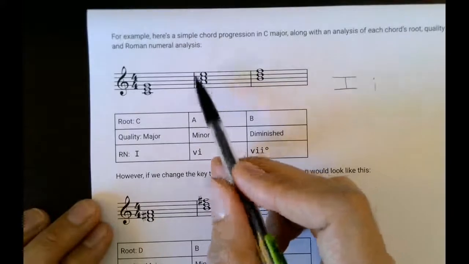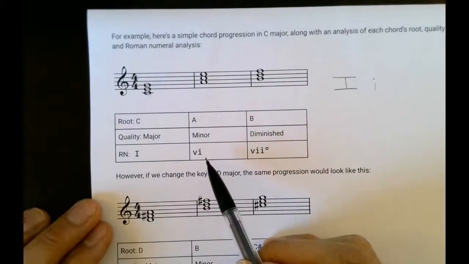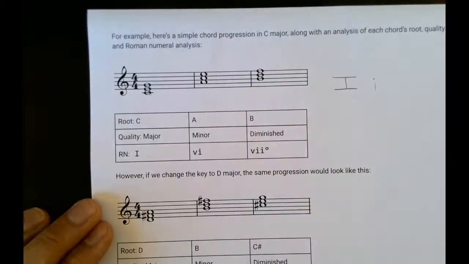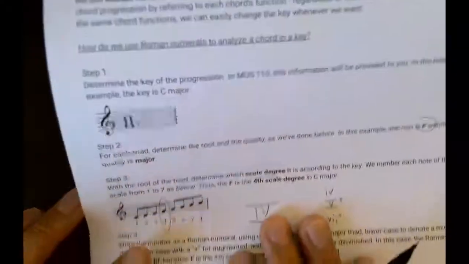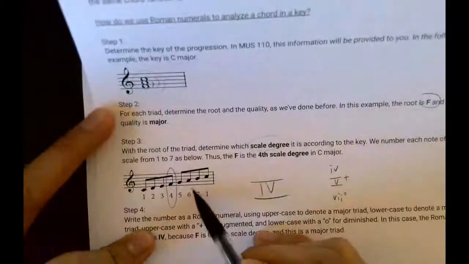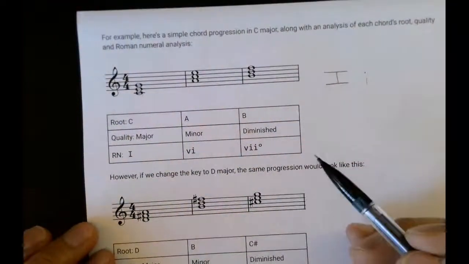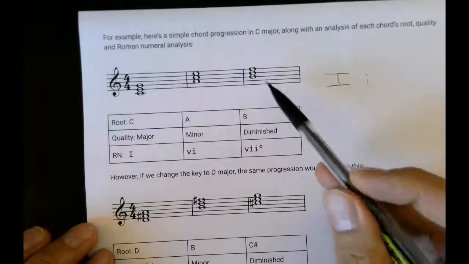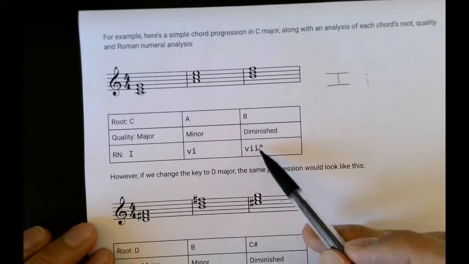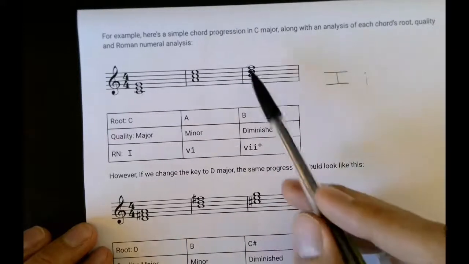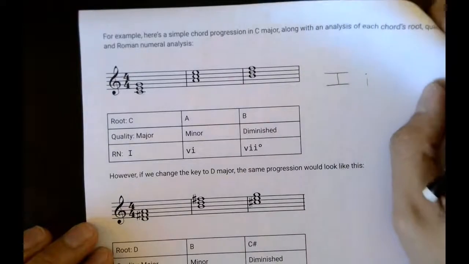The second one here is an A minor triad, so I would use a lowercase 6, vi, okay? That's because A is the 6th scale degree of C major, so this is A minor, 6. Lastly, I have a B diminished chord. I use vii lowercase with a little degree symbol because, again, B is the 7th scale degree.